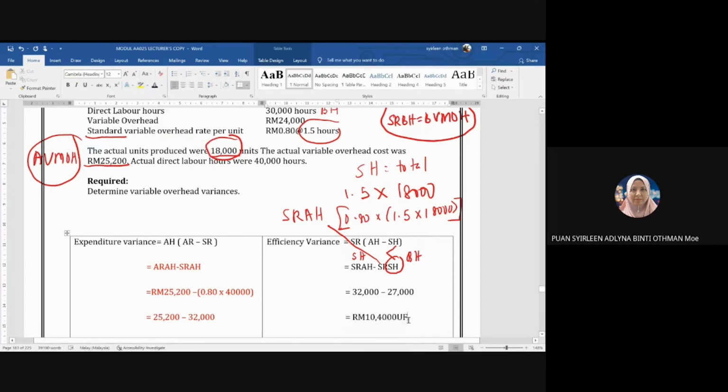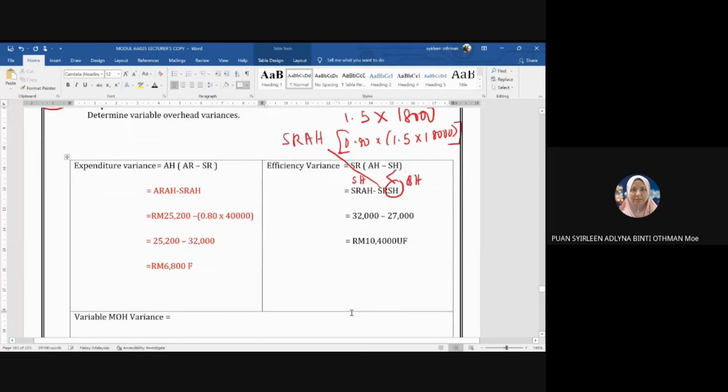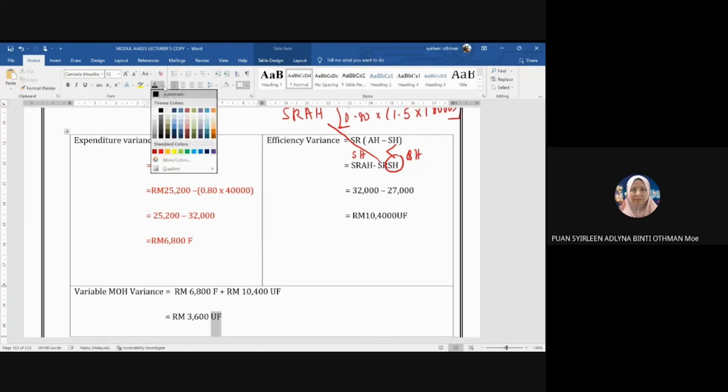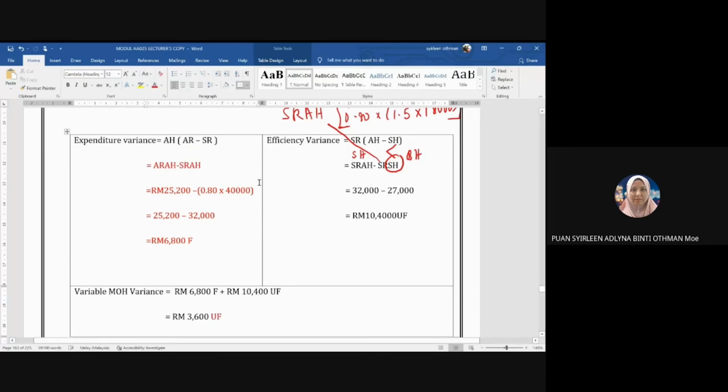Alright, so now to get your variable manufacturing overhead variance, we just need to add. Okay, because you have one F and one UF, the largest number is UF. So your answer will be unfavorable as well. And the difference between the efficiency variance and the expenditure variance is 3,600. So that's how you get your variable manufacturing overhead variance.